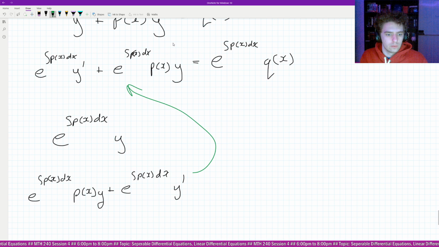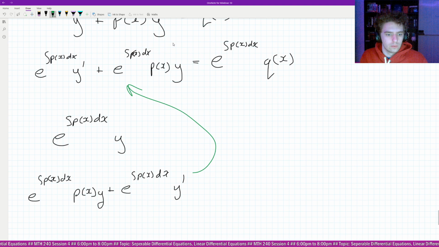So why is that useful? Well, I'll just erase this all. It means that when I integrate both sides, I don't even have to think about this side. So if I integrate both sides with respect to x, I'll write that on another line here. The integral of e to the integral p of x dx y prime plus e to the integral p of x dx p of x y dx equals the integral of e to the integral p of x dx q of x dx. So just integrate both sides with respect to x.